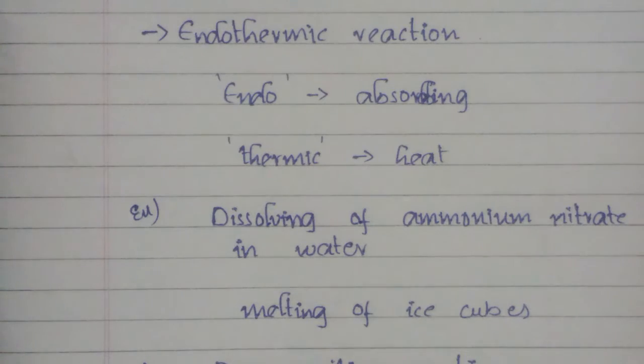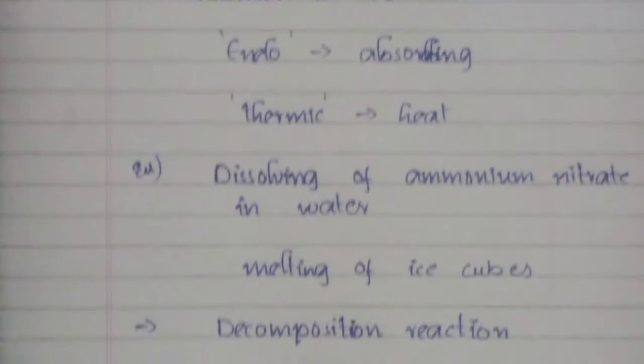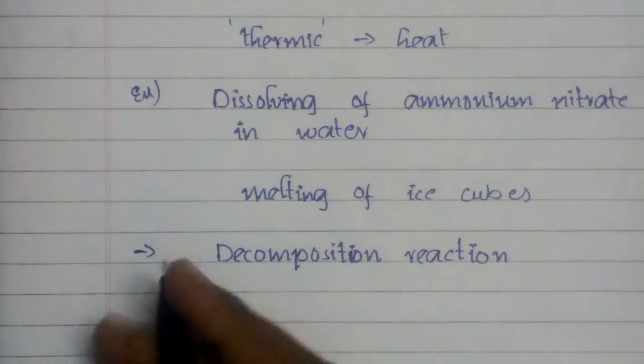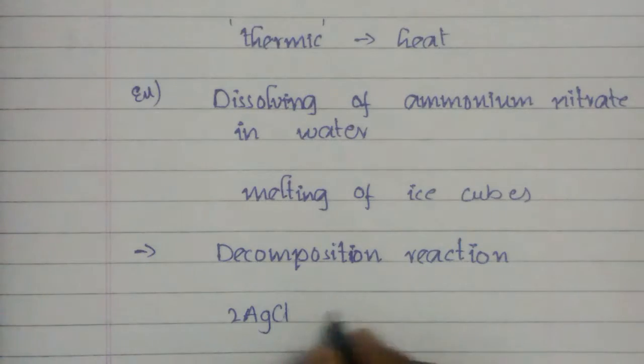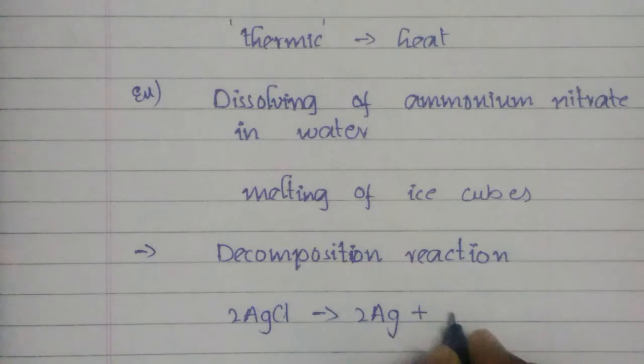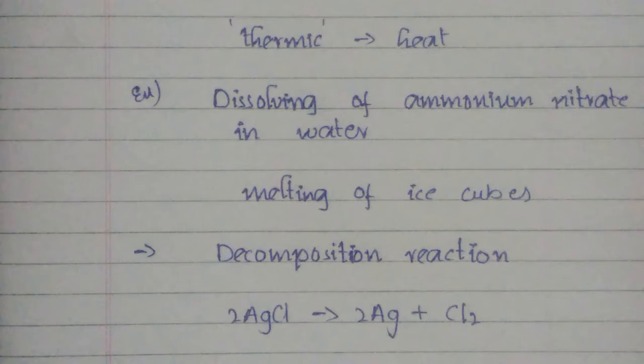For example, we can take 2AgCl gives 2Ag plus Cl2. Here you can see a single reactant breaks down to give two products. That means 2AgCl breaks down to give 2Ag and Cl2.